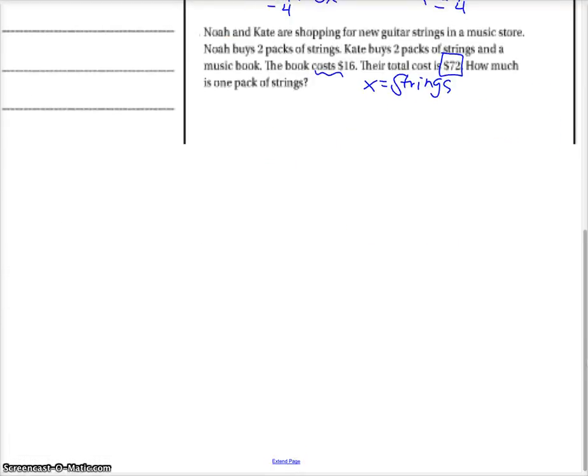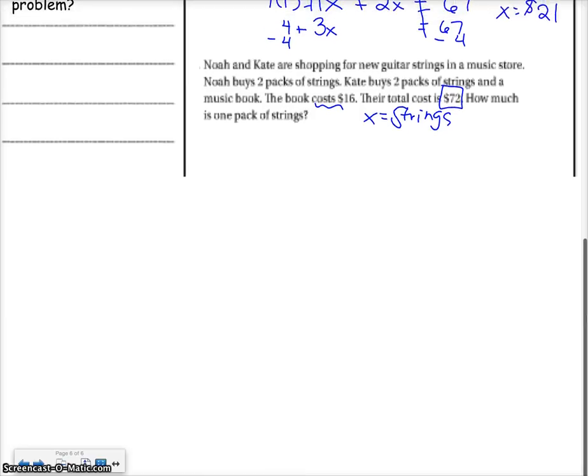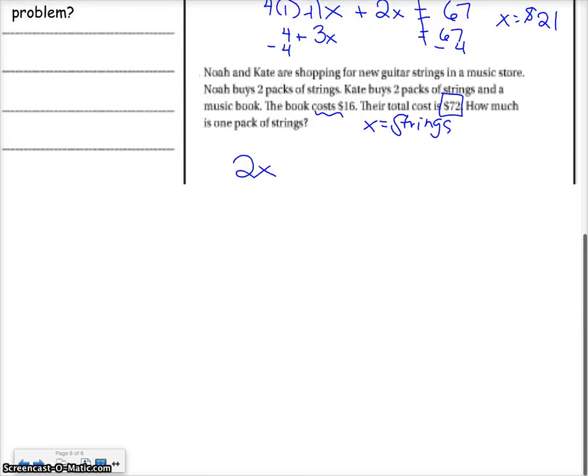All right, so they are shopping for new guitar strings in a music store. Noah buys 2 packs of strings. And plus Kate, she bought 2 strings and a book. How much was the book? $16. Thank you. Their grand total was 72. 2x plus 2x, don't subtract it because it's on the same side. So you just add it. 2 plus 2 is 4 x's, 4 boxes of string total, plus the 16 is 72.